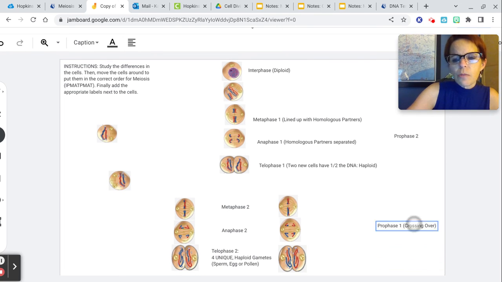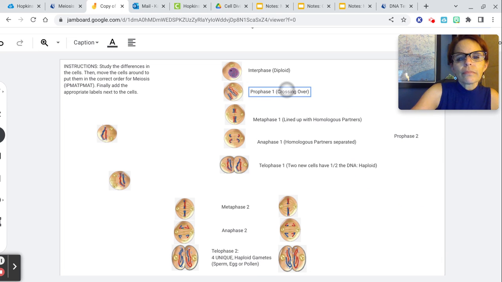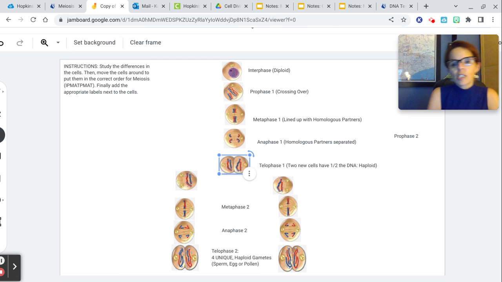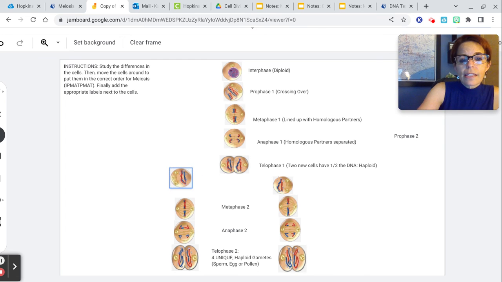Oh yeah, there's prophase 1, there's the label. And crossing over occurs there. And then these two must be the prophases that go here. So when this cell splits, there's now 2 new cells that are in prophase, and that's this guy, this guy, and this guy. So I'm going to call that prophase 2.